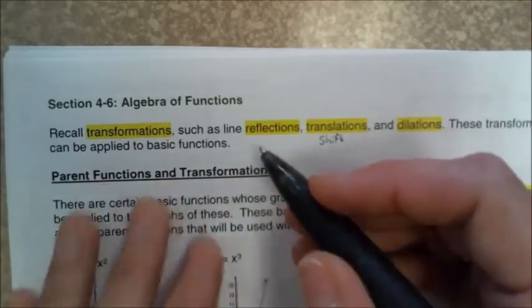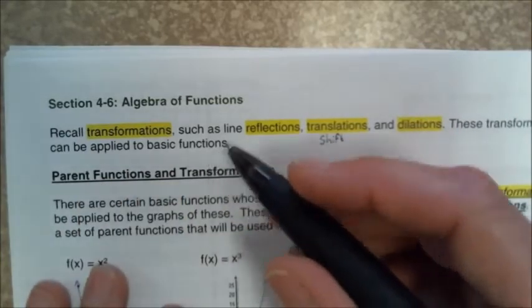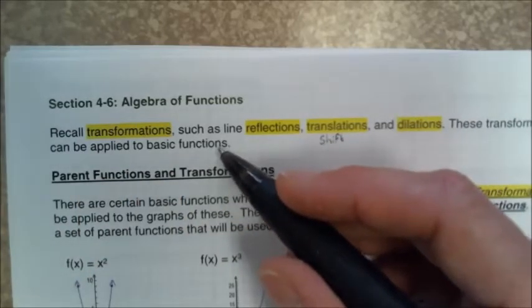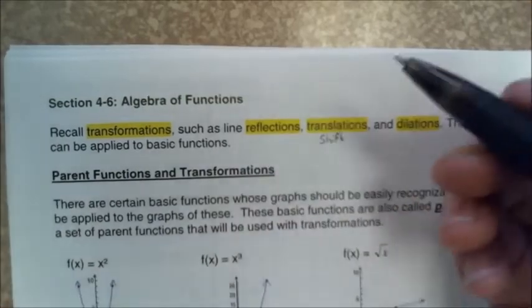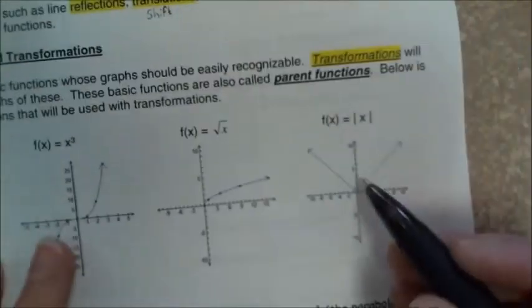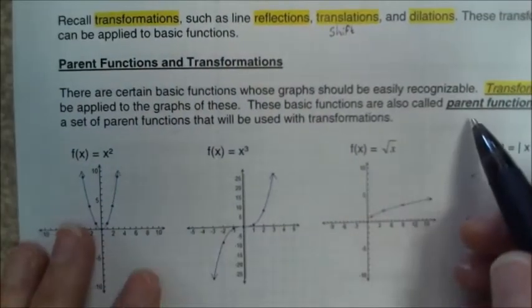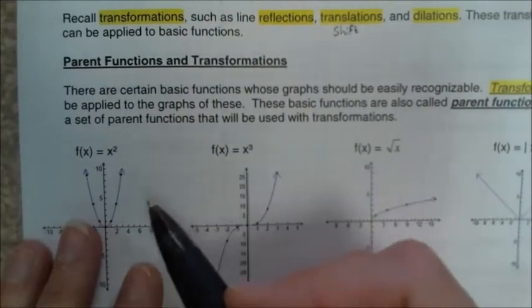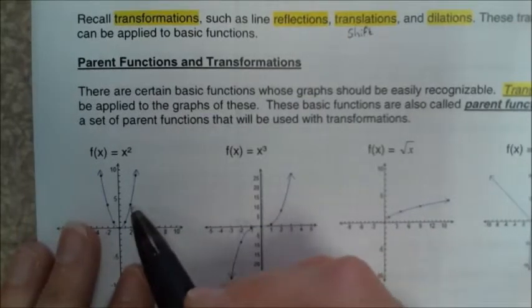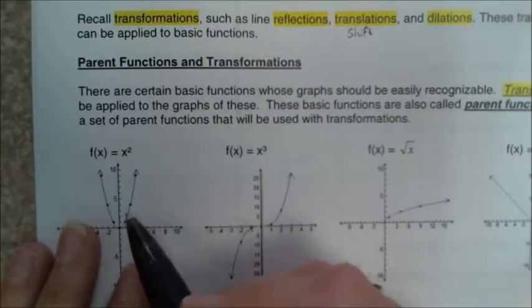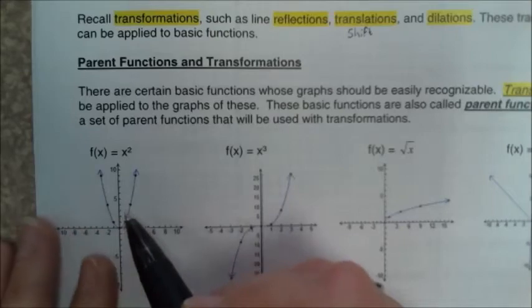These transformations are going to be applied to basic functions, and the basic function that we used today in class was the absolute value function. So we moved this kind of graph up and down and left and right. Now, parent functions are the basic functions that begin all of the transformations that we're going to be doing.